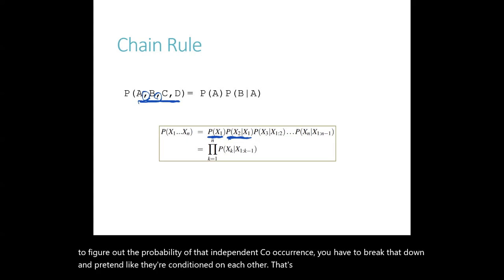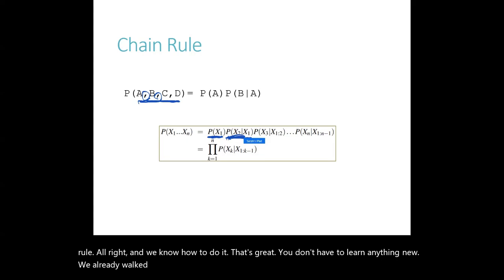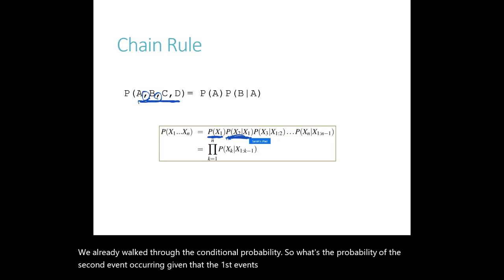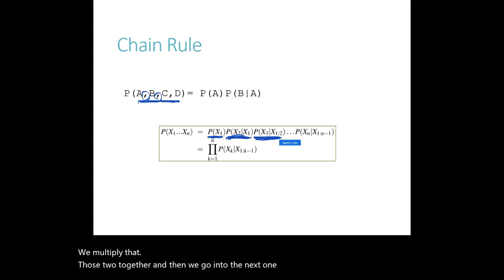That's just how it works. That's the chain rule. All right, and we know how to do it. That's great. You don't have to learn anything new. We already walked through the conditional probability. So what's the probability of the second event occurring given that the first event's occurred? Then we multiply those two together, and then we go on to the next one. What's the probability of the third event occurring?